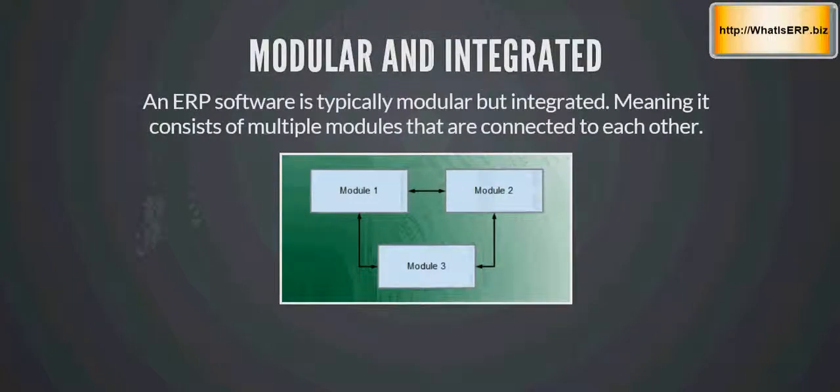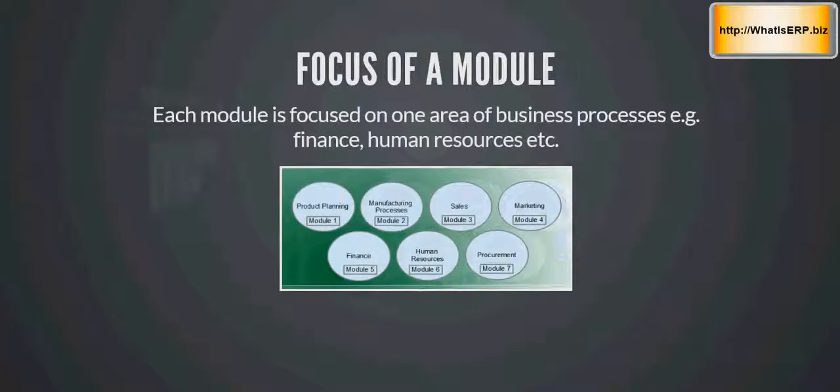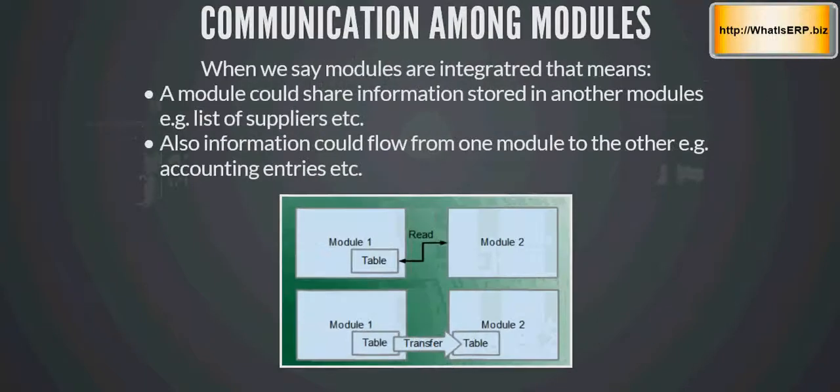A typical industry-scale ERP software is modular in nature, meaning it consists of various applications. And these applications or modules are connected to each other. The focus of each module is a particular business area. For example, we will have a module to manage finances of the company, we will have a module to manage human resources, etc. These modules, although almost standalone applications, do communicate with each other. Examples of two types of communication are given on the screen.